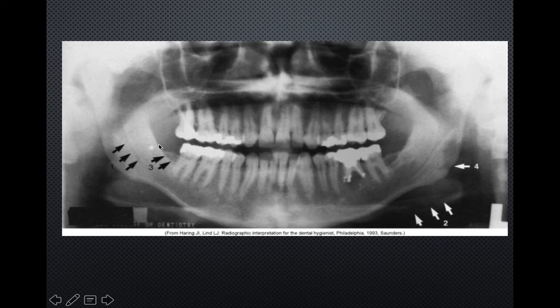Number 3 here, we have our internal oblique ridge. And on this pano, you can't really see the external oblique ridge as well. In the next one, you'll be able to see it much better. And then number 4, here, we have our angle of the mandible.